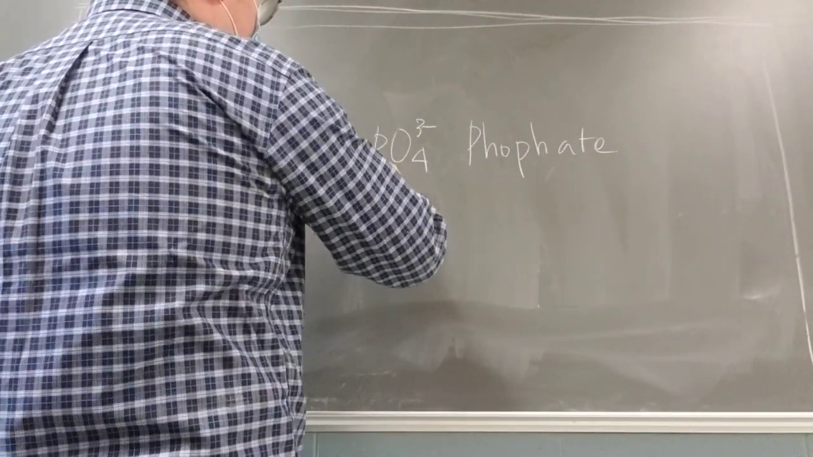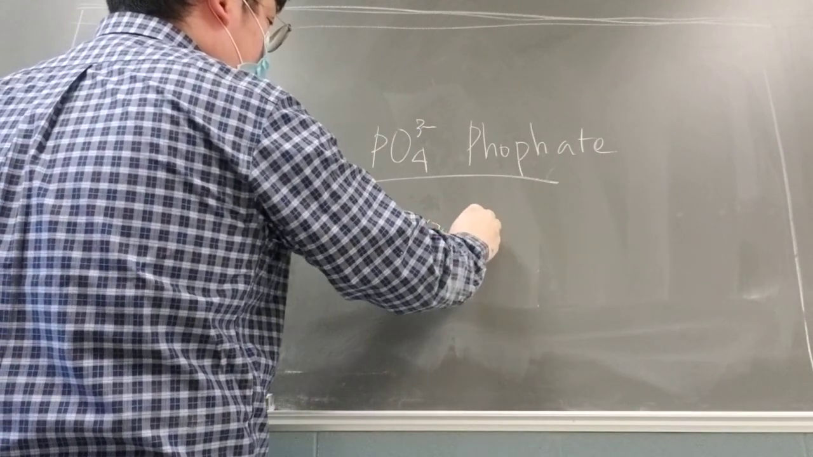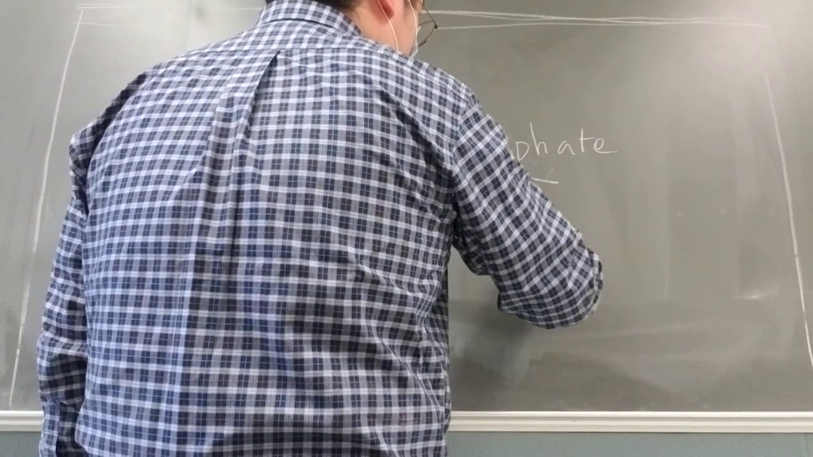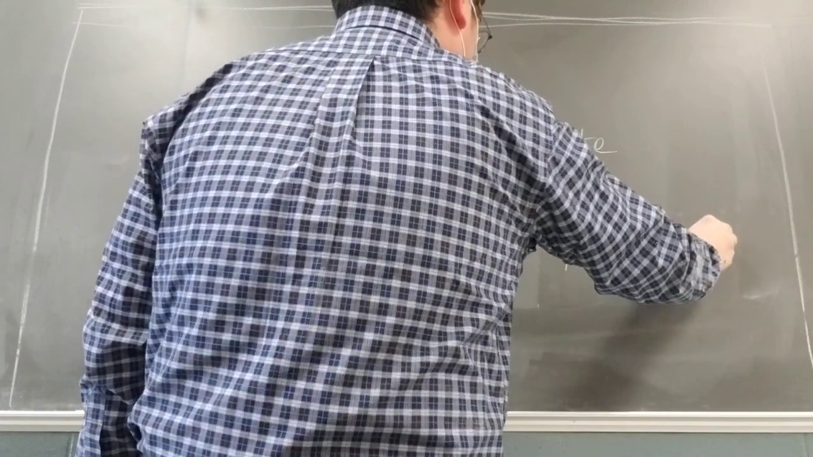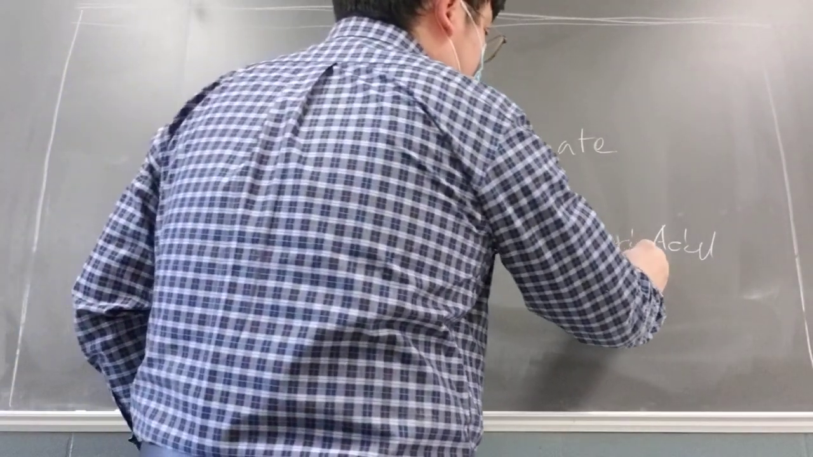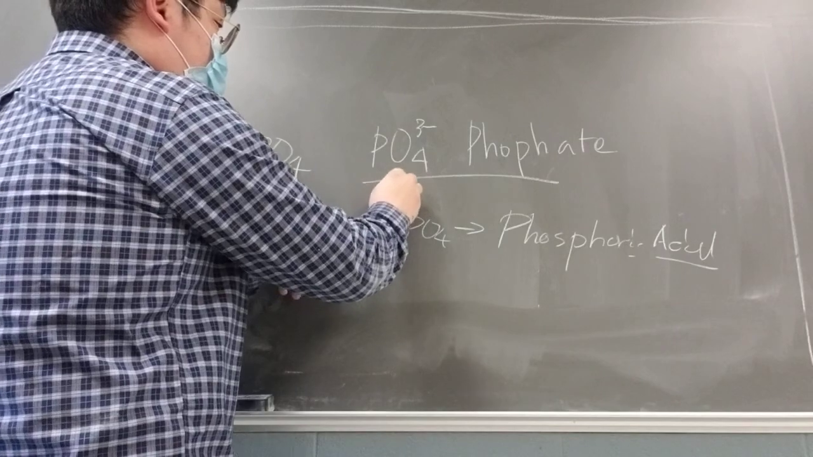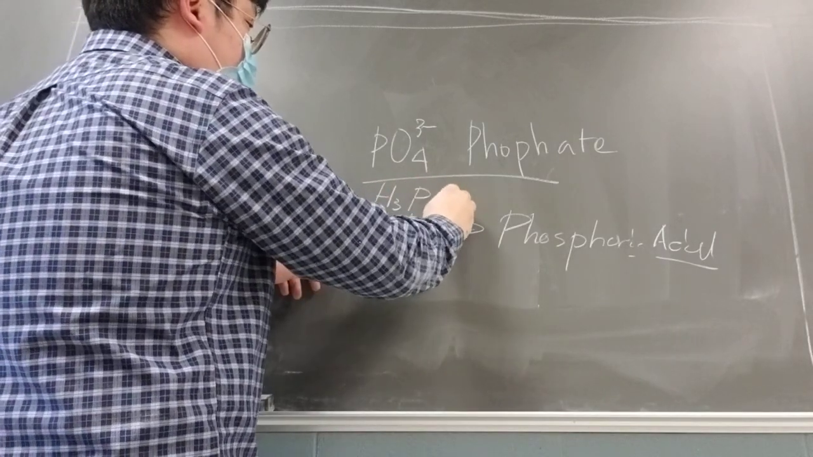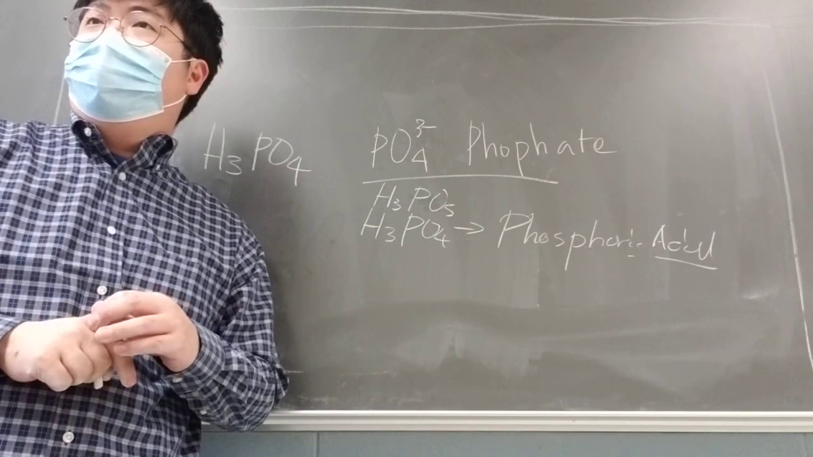Whenever you have this one, this will be phosphoric acid. So we changed this one to IC acid over here. So if I change this one to PO5, what would you say? Would be per phosphoric acid.